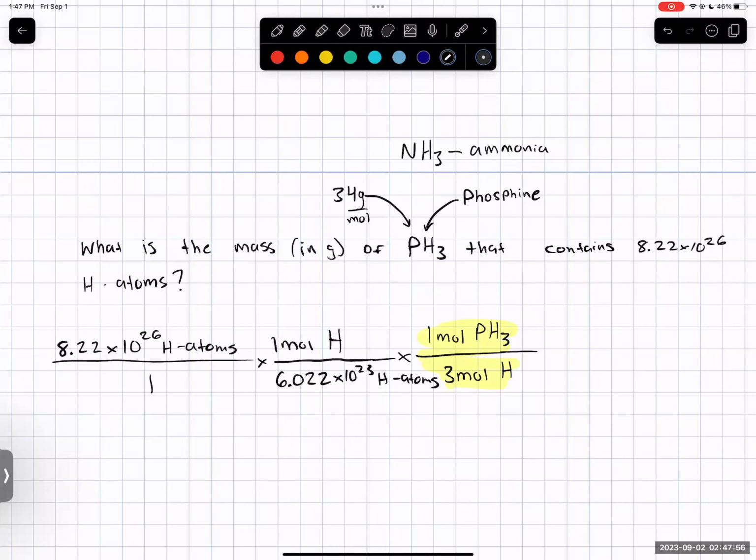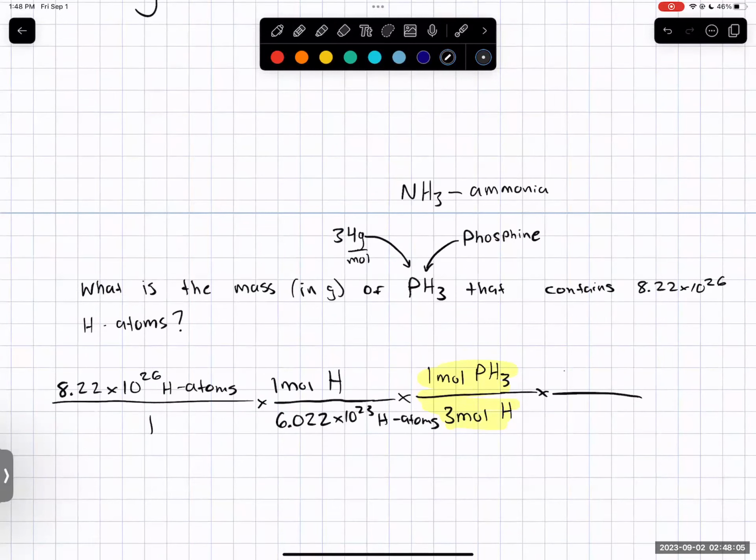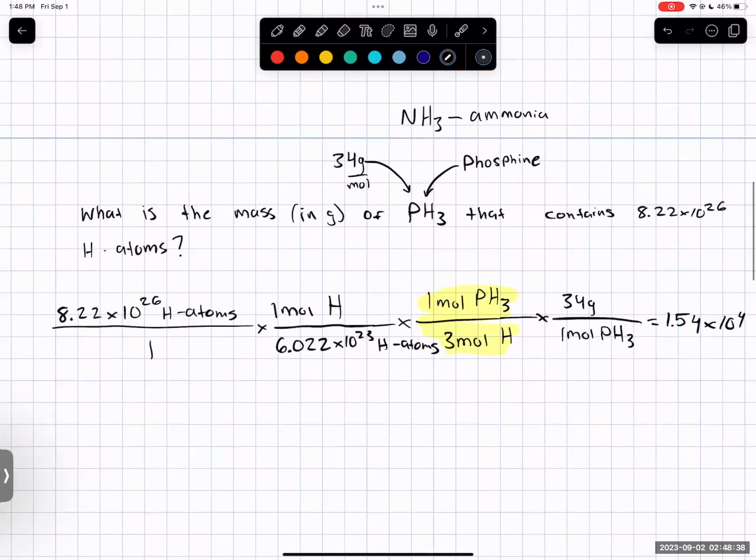That's all it is. And next, we're in moles and we want to get to grams, so we use the molar mass. Molar mass is 34 grams per 1 mole. The answer is 1.54 times 10 to the something, a lot of grams.